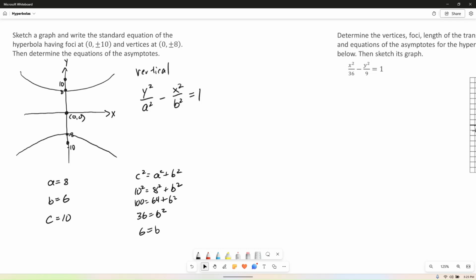So we now know a is 8, b is 6, and c is 10. That's enough to write the equation. We already have the graph, so the equation is going to be y squared over 64 minus x squared over 36, and that's equal to 1. And again, the 64 is the a squared, the 36 is the b squared.